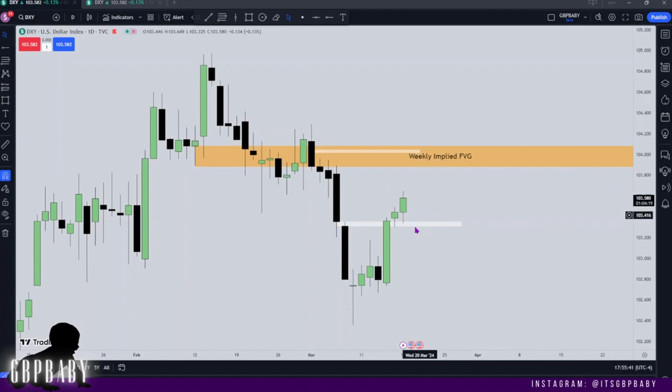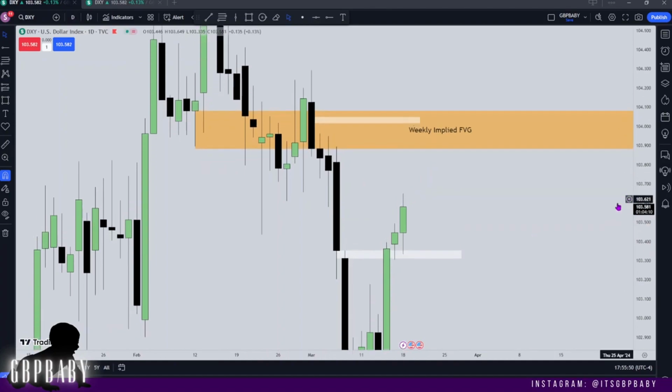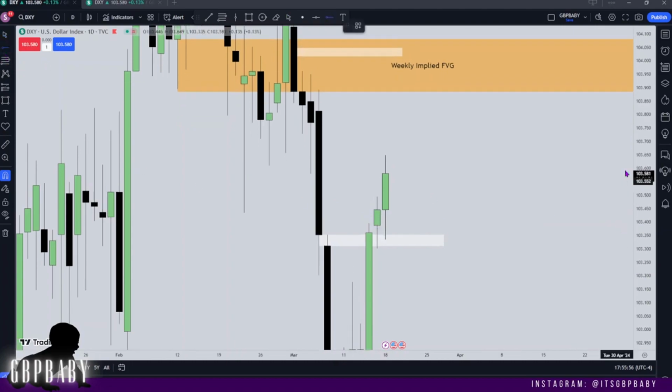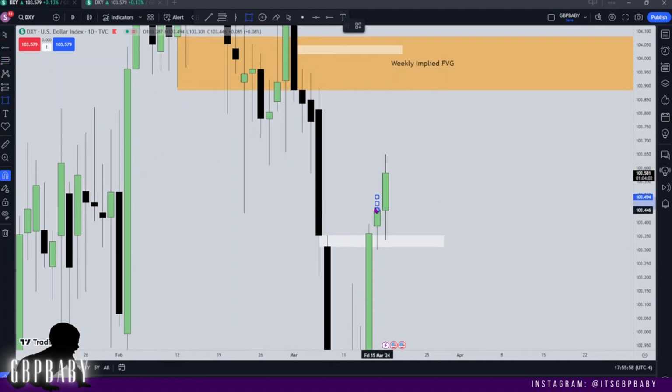So until I'm proven otherwise, as in until I see some kind of break to the downside, I am going to continue to remain bullish. And moving into tomorrow, I'm going to be watching how we trade around Friday's high. So what I'm going to do is mark out the high wick of Friday, like so. And to be honest, if price respects this in the early stages of tomorrow, then I'd expect us to trade higher and run into Monday's high and start working our way up towards that implied fair value gap.